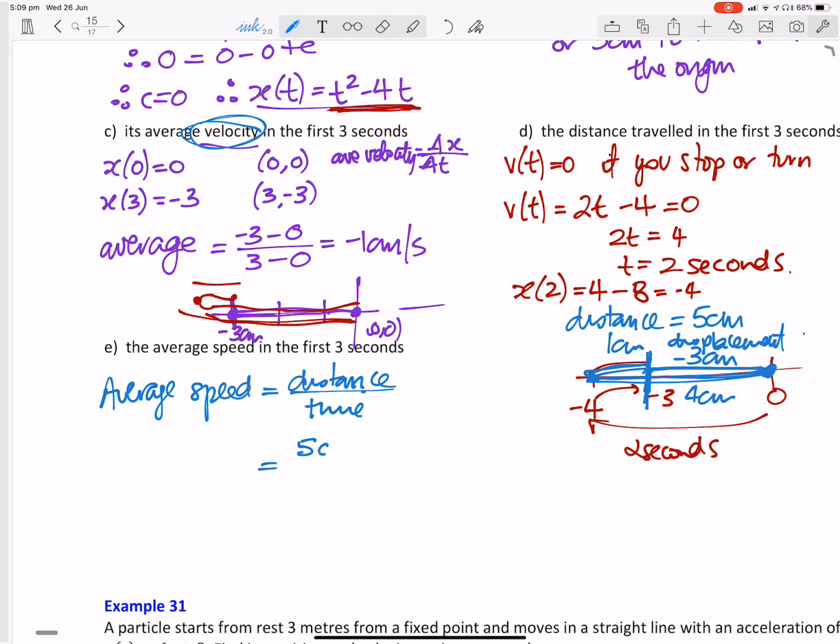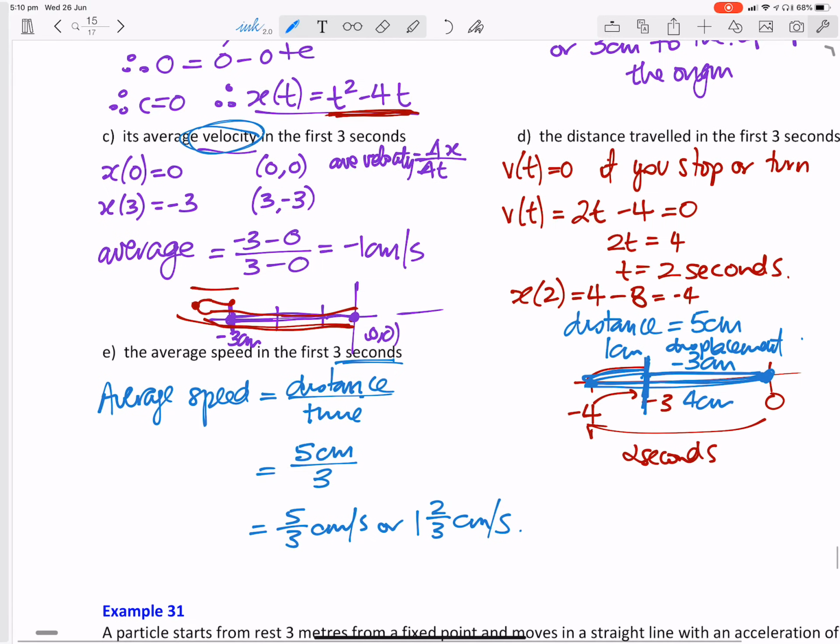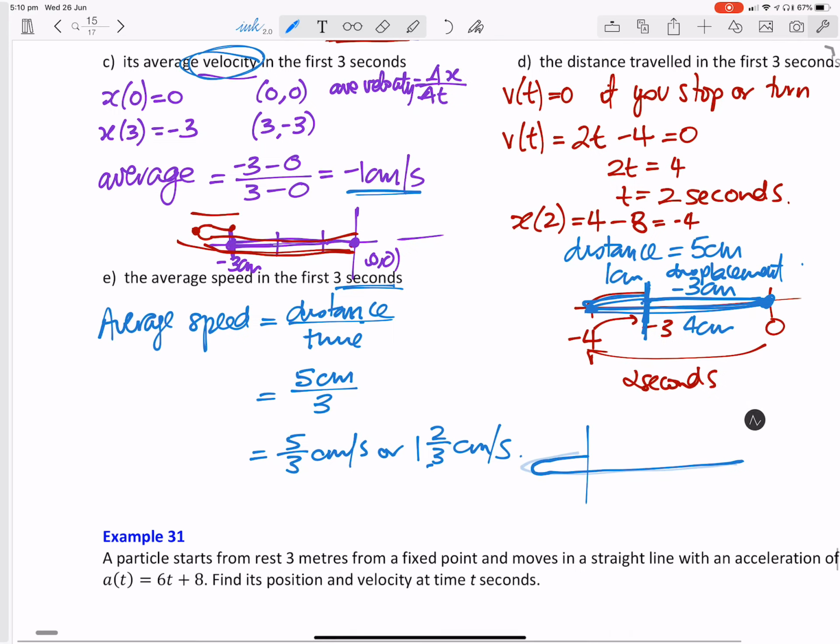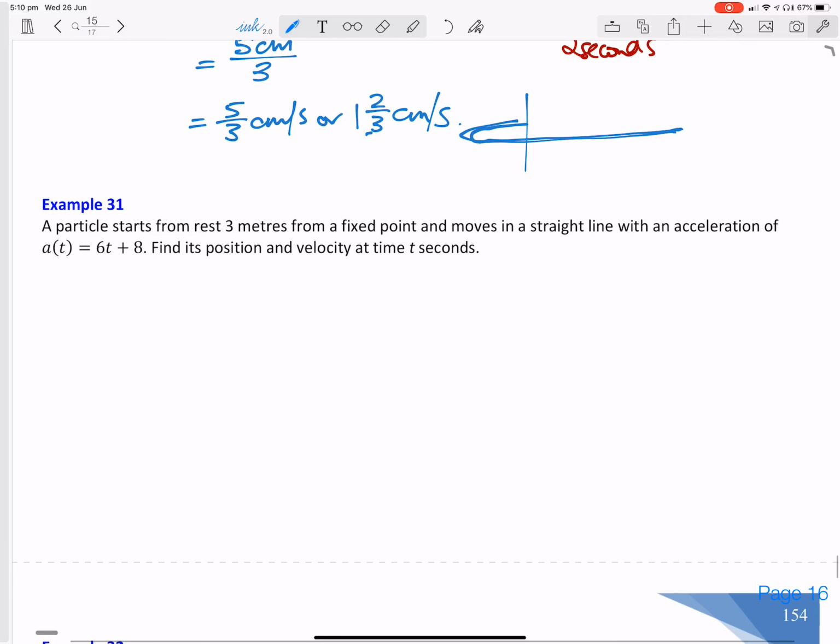Our distance is 5 centimeters, and we did that over the first 3 seconds. So it is 5 on 3 centimeters per second, or 1 2/3 centimeters per second. The size of our speed is 1 2/3 centimeters a second, while the velocity is negative 1 centimeter a second. It's 1 2/3 because we've traveled all the way back to negative 4 and then back to negative 3. So the distance we've traveled is 5 centimeters over 3 seconds, which is 1 2/3 centimeters a second.